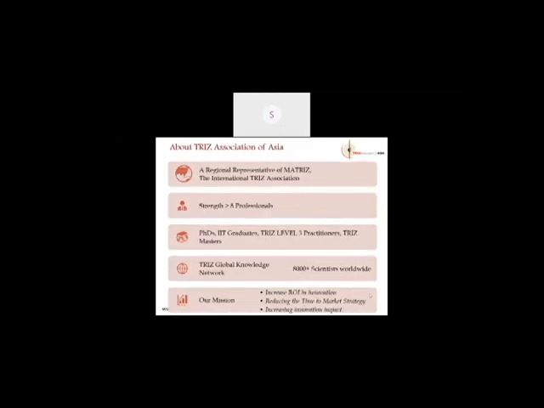And just a few words about TRIZ Association of Asia. As we can see, it is a regional representative of MATRIZ, and we have on our roll many people like PhDs, IIT graduates, TRIZ level 3 practitioners. And if you see, we have a GKN, that is known as Global Knowledge Network, and we have 8,000 plus scientists worldwide working for us. So the basic things on which we work are increasing ROI and innovation strategy and increasing innovative impact. These are actually working for industries. Next slide, Rohan.